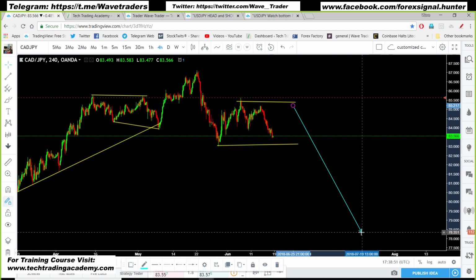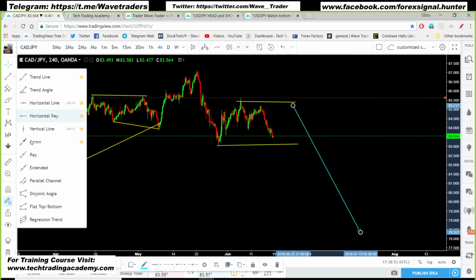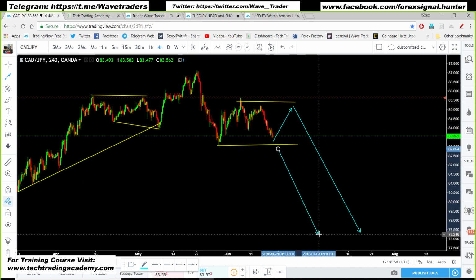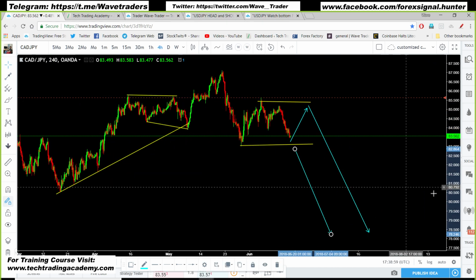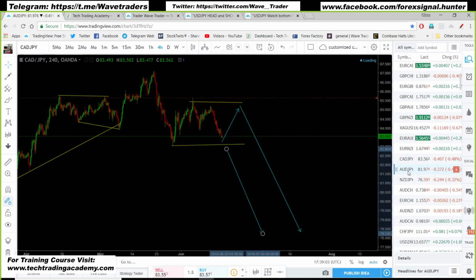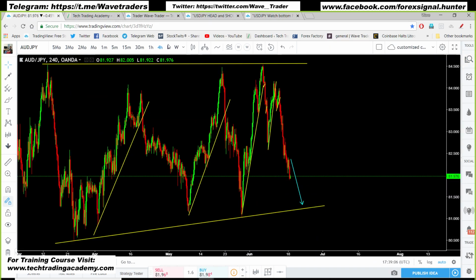So, strength on the yen pairs. Watch that bottom, and now just watch it to give you a change in pattern formation. So more downside on the CAD yen and Aussie yen. More downside on the Aussie yen.